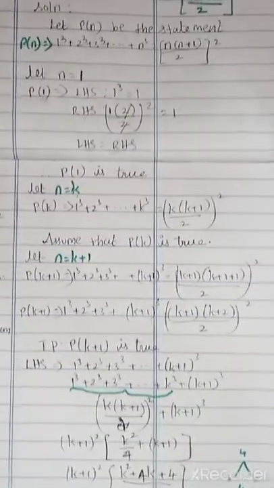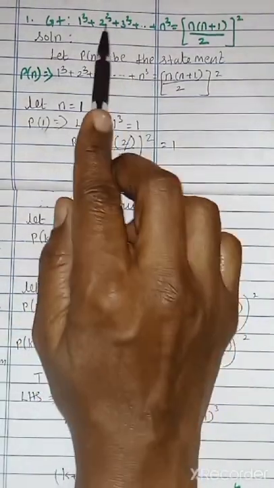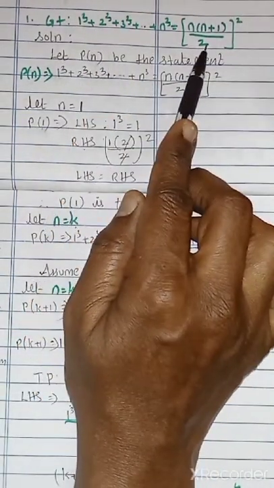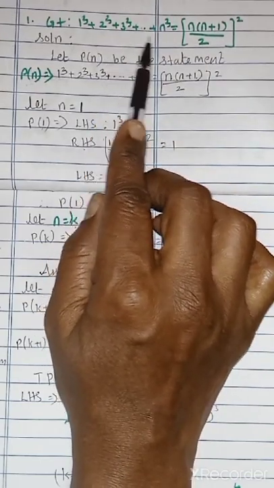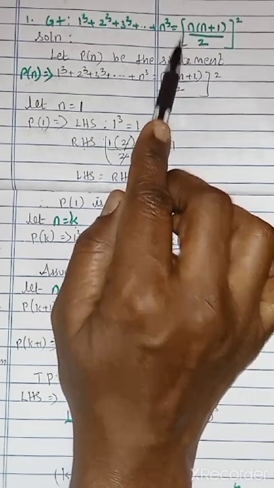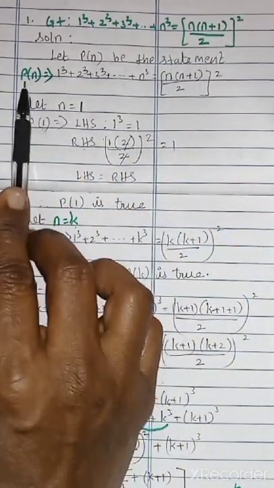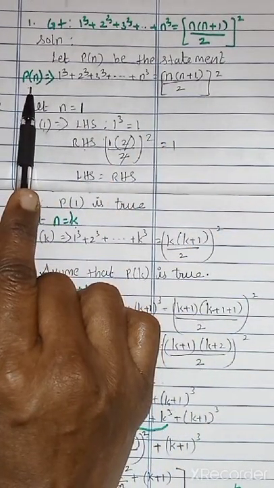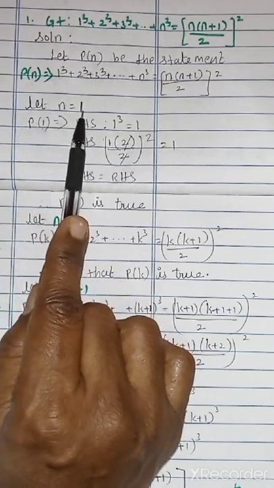So one more time I'll tell you, and this will be easy, as well as an important topic. Mathematical induction: one statement will be given. We have to verify whether the given statement is true by using mathematical induction. So the first step is, whatever the expression is given, you have to denote it by P of n. Next, you have to take n equal to 1. Instead of n, we have to take n equal to 1.